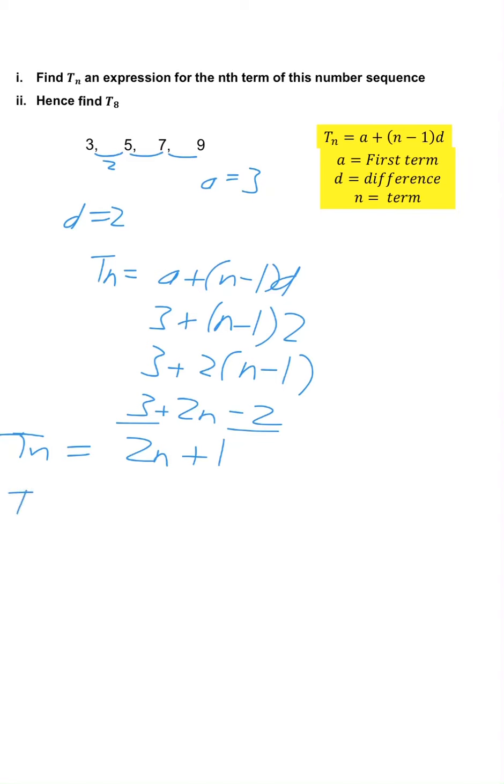Now, if I need to find T8, just substitute in 8 instead of n. I'm trying to find the 8th term of this sequence, so we'll have 2 times 8 plus 1. 2 times 8 is 16, plus 1 is 17. That's my answer. Okay, let's have a look at another one.